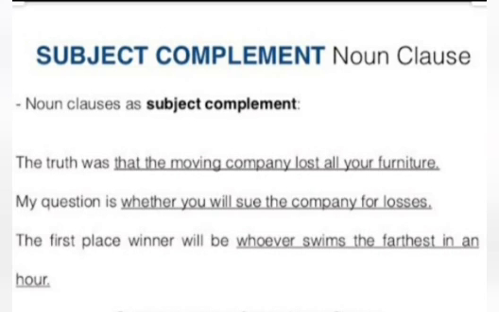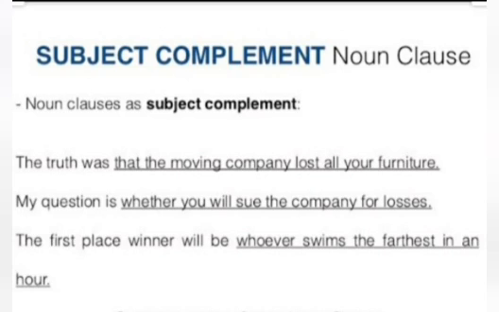Yes, take for example, the truth was that the moving company lost all your furniture. So I asked the question what to the sentence so as to find the noun clause. So what was the truth? The answer is that the moving company lost all your furniture. Okay? What was the truth? That the moving company lost all your furniture. This is your noun clause.